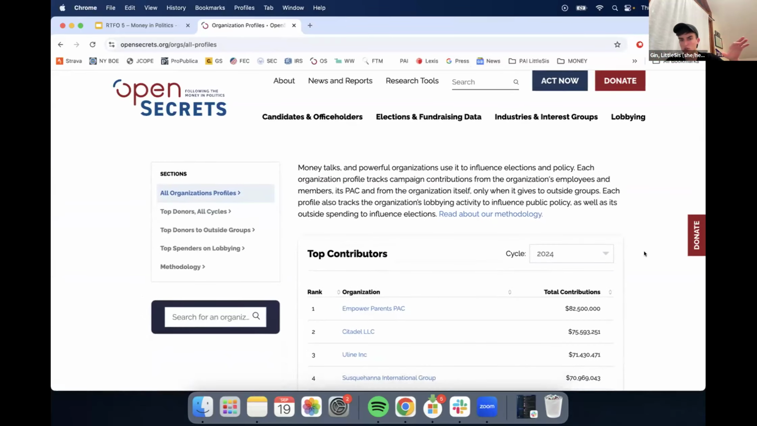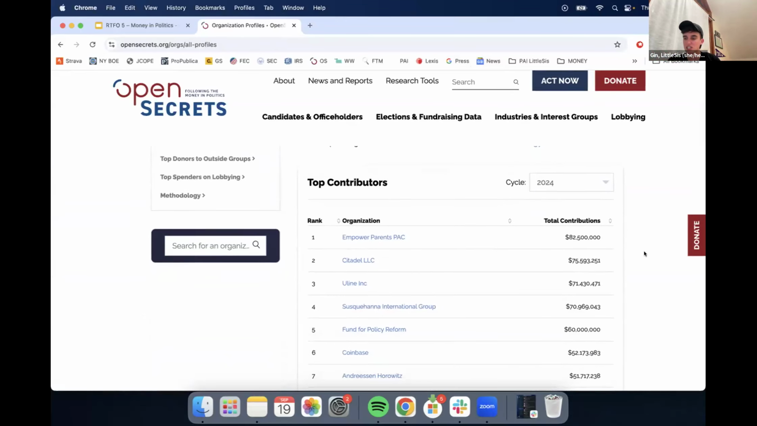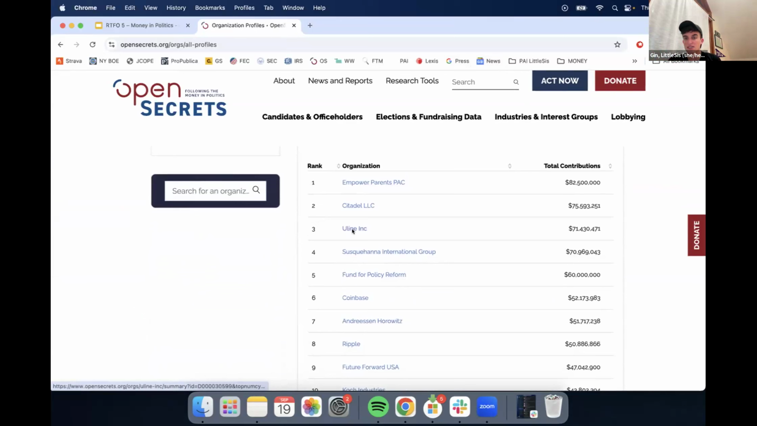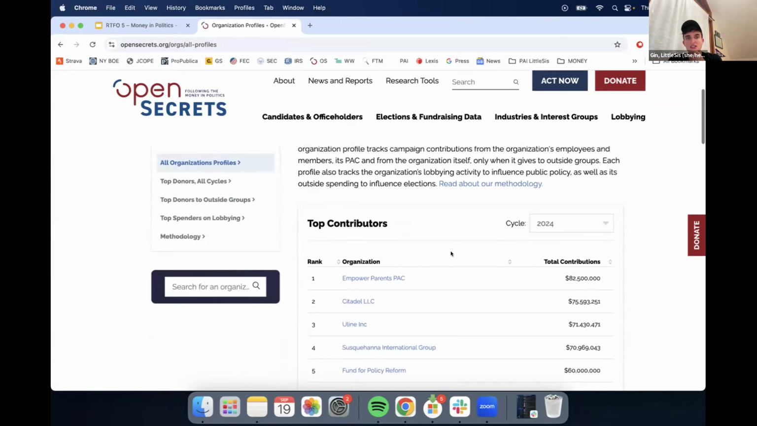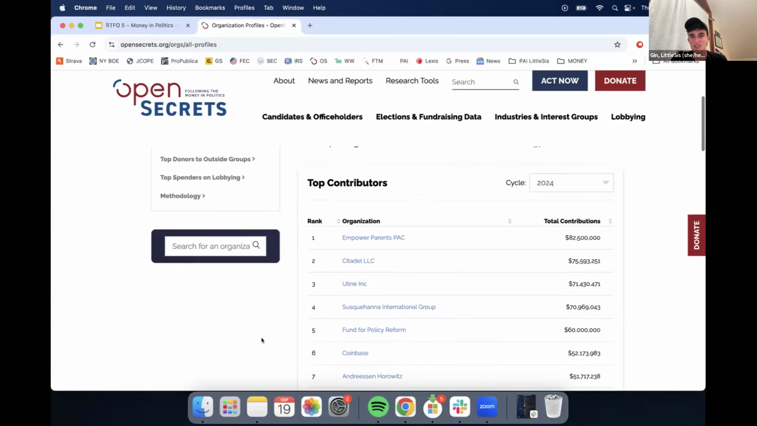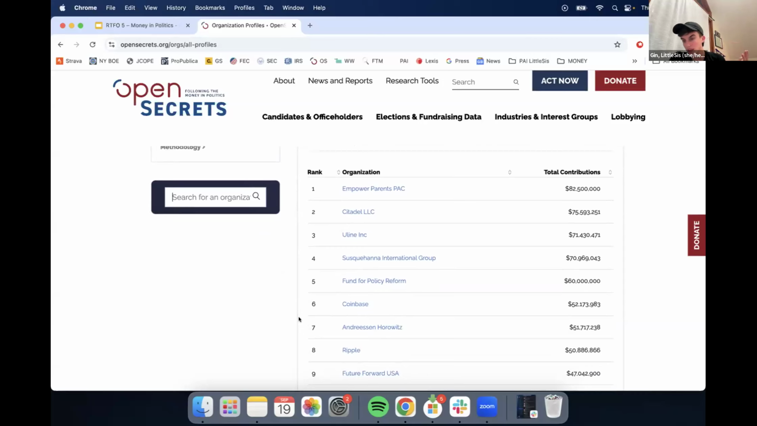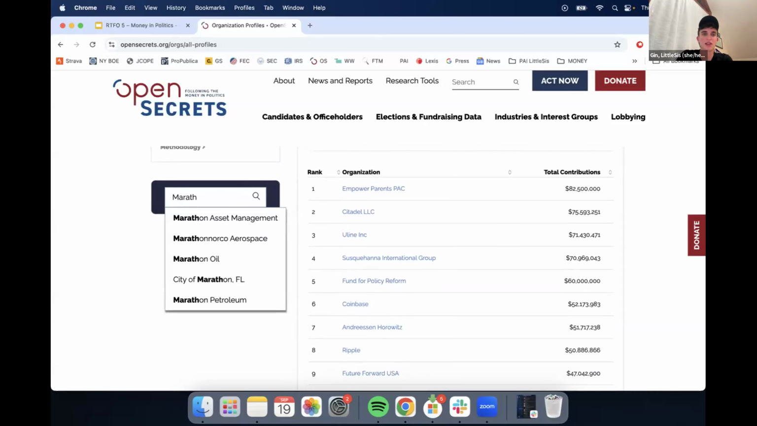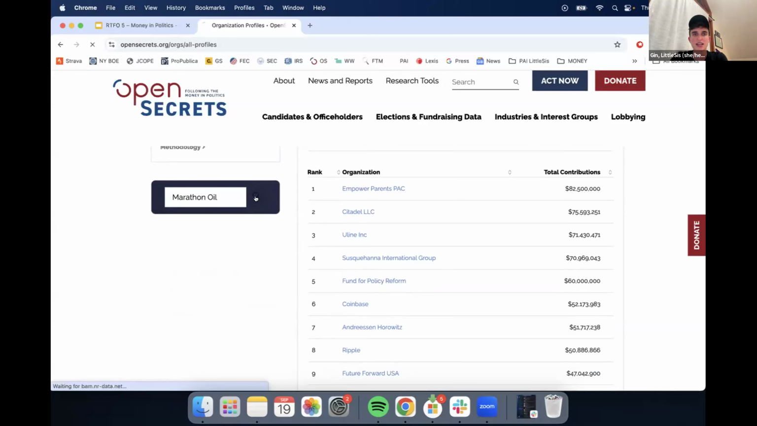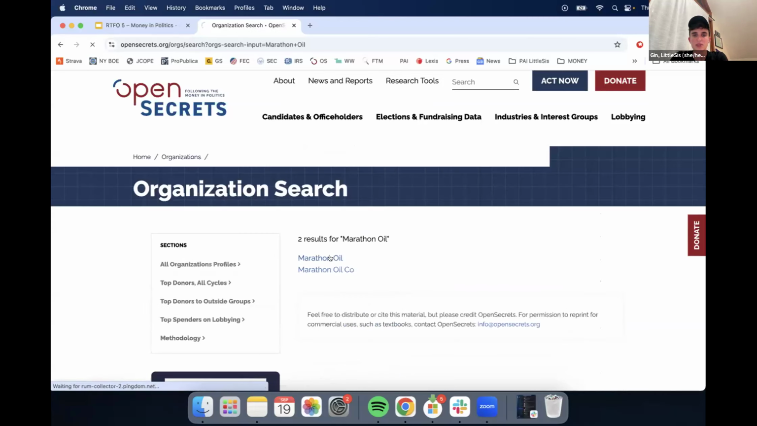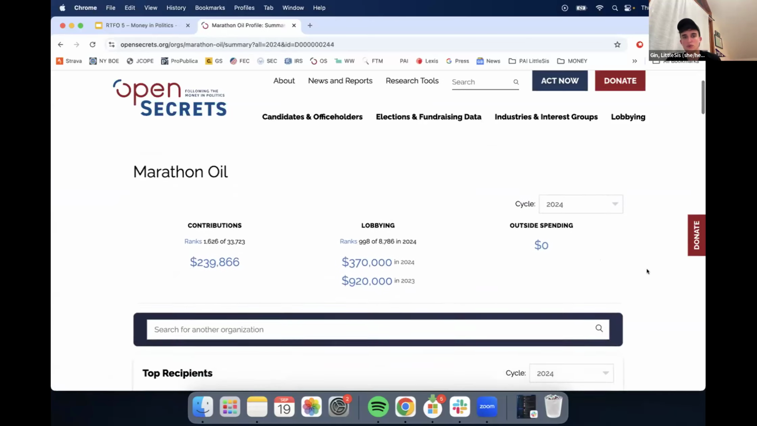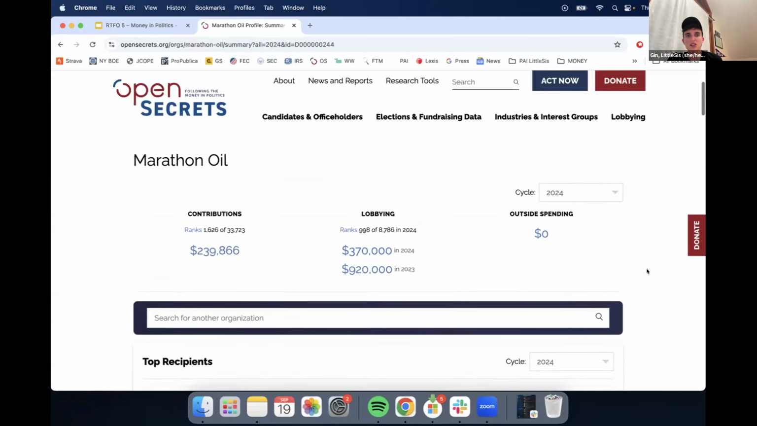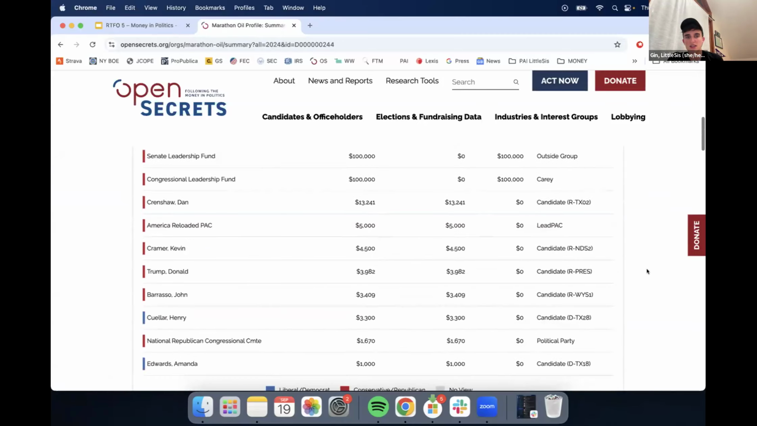So we looked at this earlier. Who are the top contributing organizations? Very similar to the sectors, you can click on this and you can see the different profile pages. You can also use this little search bar here to search for a particular organization to look them up. So let's say for some reason I was looking at Marathon Oil earlier, so I'll do that again. Let's give me some results here. I'm going to pull it up, and I can go to their page and figure out who the top recipients are of their donations.